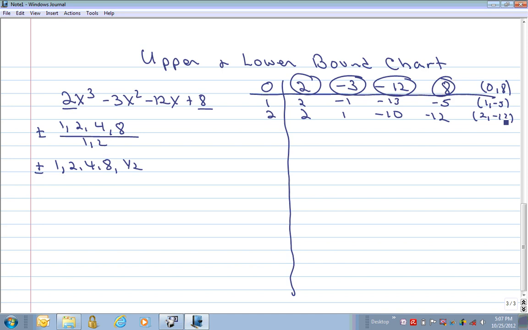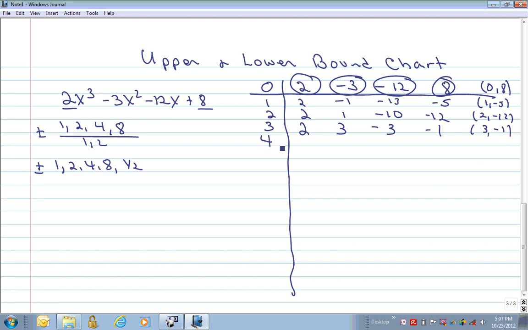To find our upper bound, we're going to get where all of the values are positive. When all the values turn positive, we've reached our upper bound. Let's keep going and try the next number, 3. Bring down the 2. 2 times 3 is 6. 6 and negative 3 is 3. 3 times 3 is 9. 9 and negative 12 is negative 3. 3 times negative 3 is negative 9. Negative 9 and 8 is negative 1. Okay, we're closer, and we have an ordered pair at 3, negative 1.